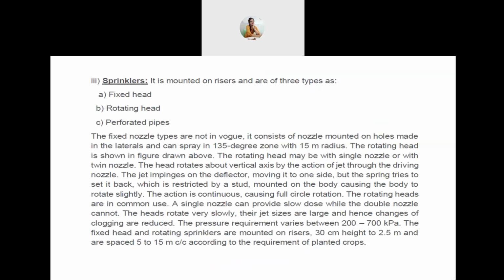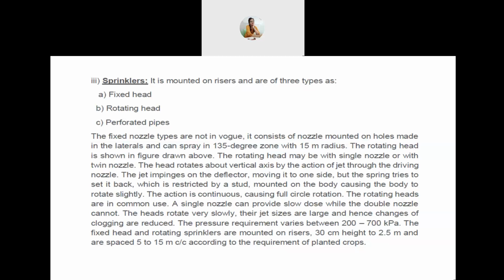The rotating heads are in common use. A single nozzle can provide a slow dose while the double nozzle cannot. The heads rotate very slowly. Their jet sizes are large and hence chances of clogging are reduced. The pressure requirement varies between 200 to 700 kilopascal.